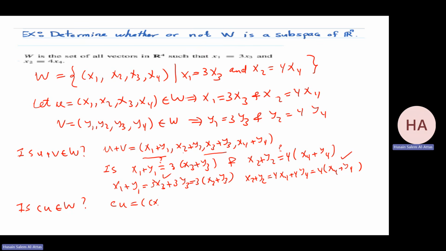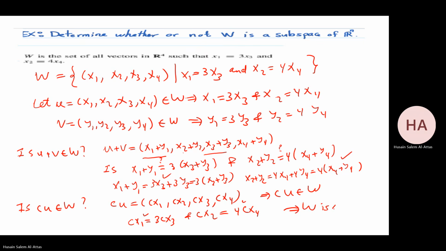We'll compute cu = (cx1, cx2, cx3, cx4). I need cx1 equals 3cx3, which is very clearly true. And cx2 equals 4cx4, and this is also true. So cu belongs to W. So W is a subspace.